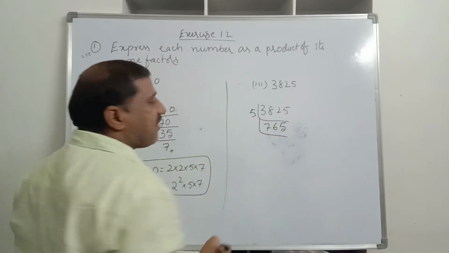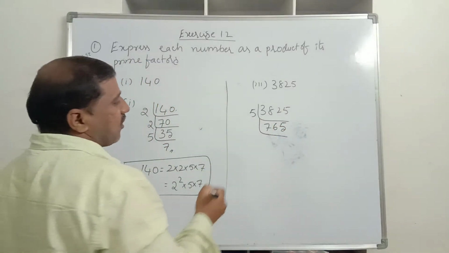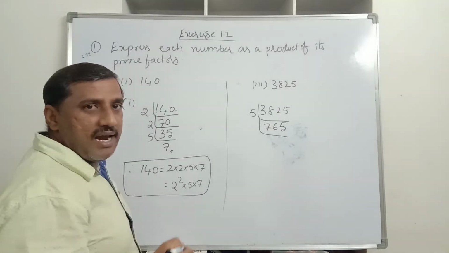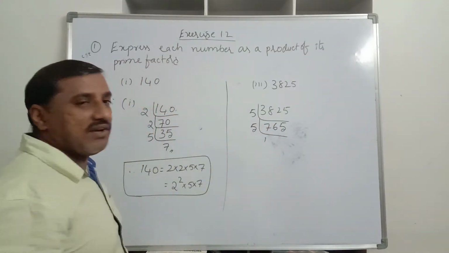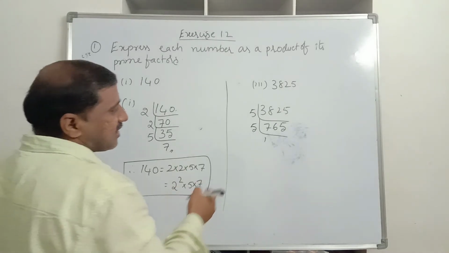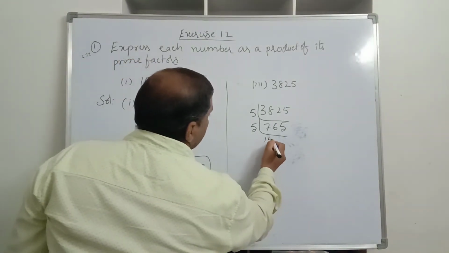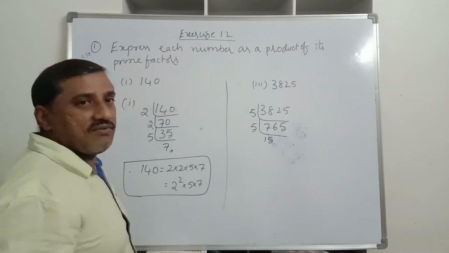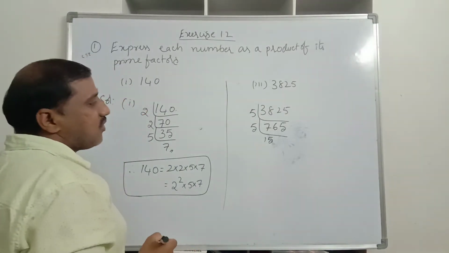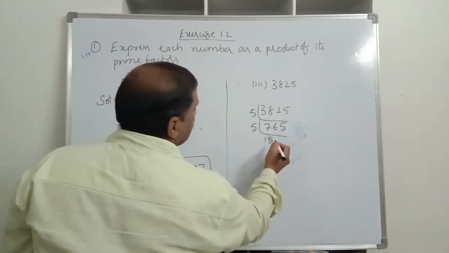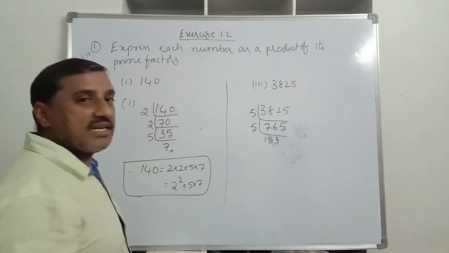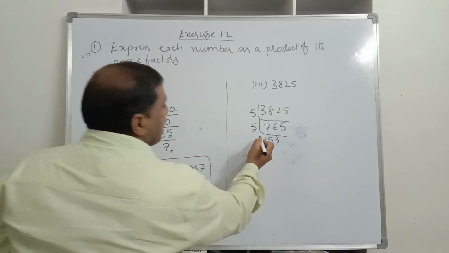Again we have 5 in the units place, therefore it is divisible by 5. So divide by 5. 5 ones are 5. 7 minus 5 is 2. Then bring down 6, 26. 5 fives are 25. 26 minus 25 is 1. Then bring down 5, 15. 5 threes are 15. Now we got 153.